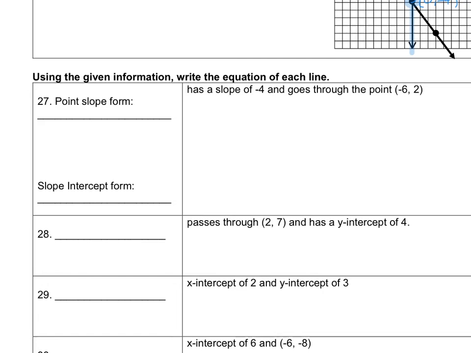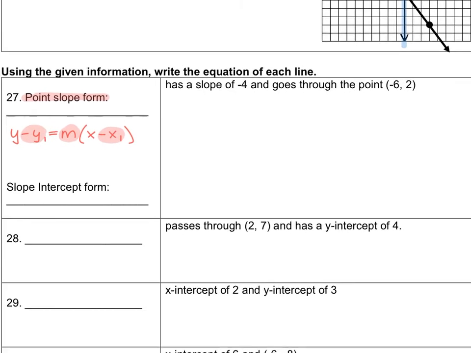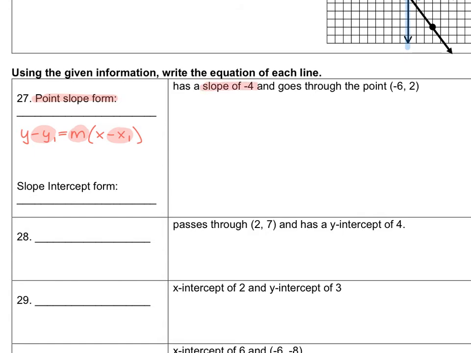27, we're looking at writing the equation. It's telling us different forms to go for this. So the first one it asks for is point-slope form. So point-slope form is from my formula card, y minus y1 equals m parentheses x minus x1. So I'm looking to find a slope and then a point to be able to put into my equation. So when I look at the information they gave me, slope of -4 and goes through the point (-6, 2).